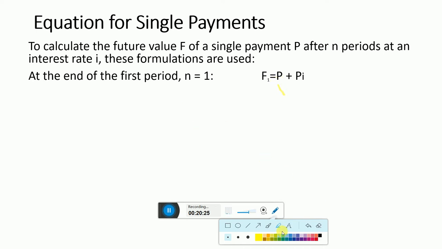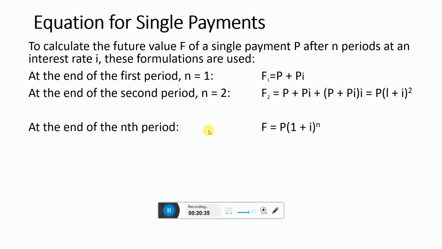So let's discuss further. At the end of the second period, n is equal to 2, F2 is equal to P plus Pi, similar to this, plus this formula, P plus Pi, the whole bracket of the interest. So we can also represent it with the simple formula P bracket 1 plus i whole squared.